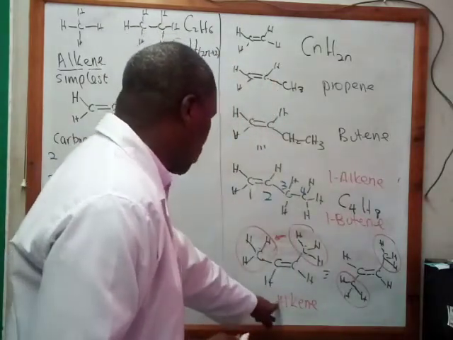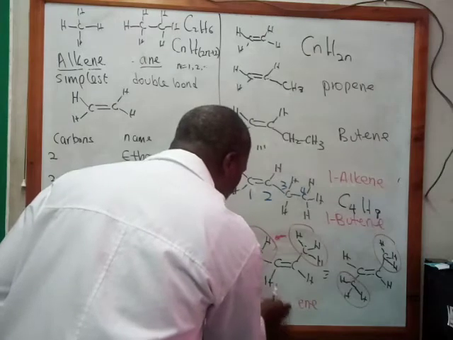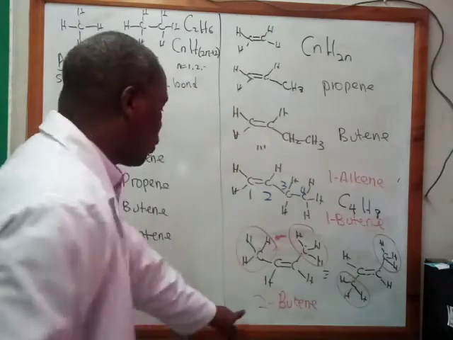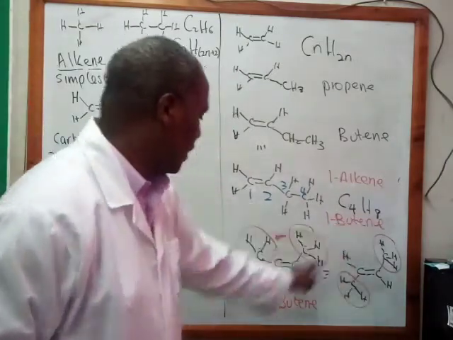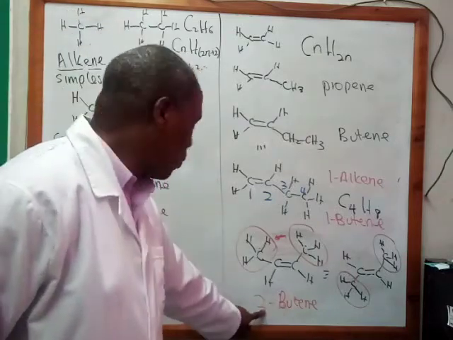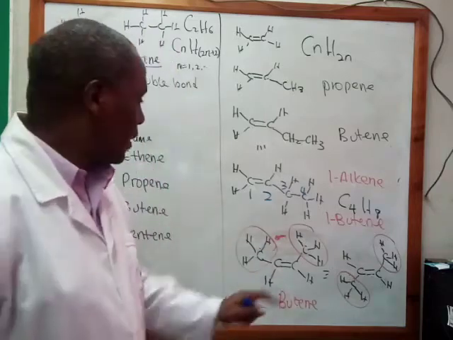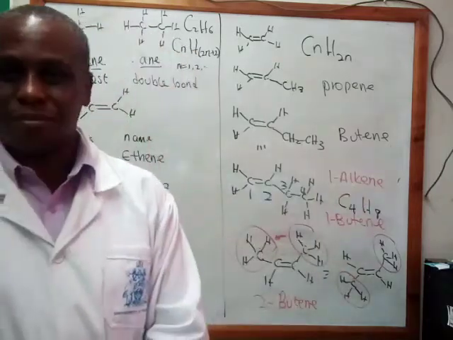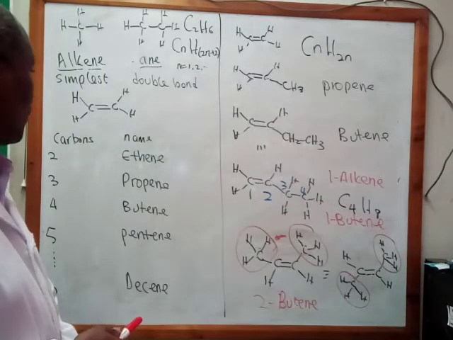And this will be called what? You're simply going to change your alk to but, yeah? Okay? So this will be called what? 2-butene. This is called 1-butene. This is 2-butene. In this case, you're saying the double bond is between carbon number 2 and carbon number 3. This one, the double bond is between carbon number 1 and carbon number 2. All right? Okay.